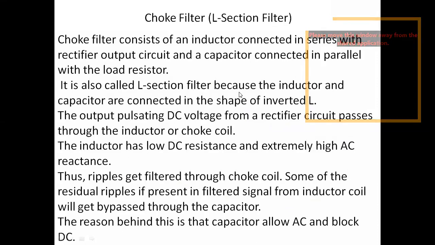It is also called the L section filter because the inductor and the capacitor are connected in the shape of an inverted L. The output pulsating DC voltage from the rectifier circuit passes through the inductor or choke coil. The inductor has low DC resistance and extremely high AC reactance, so ripples get filtered through the choke coil.